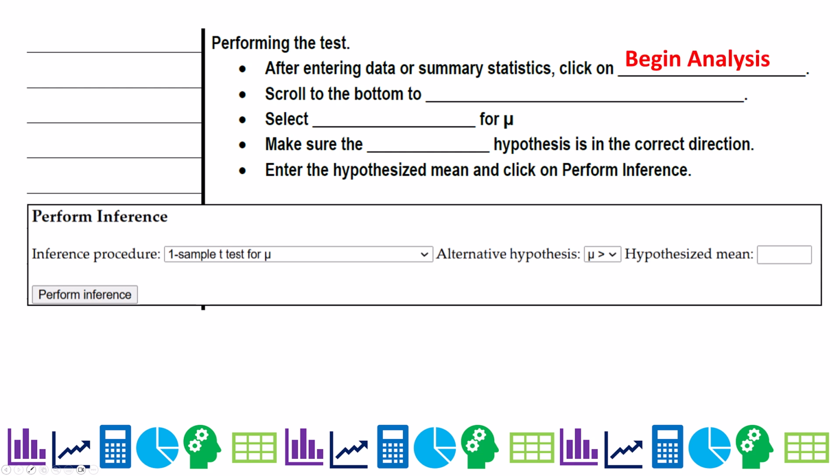So after clicking on Begin Analysis, scroll to the bottom until you see the words Perform Inference, which you can kind of see right there. Select one sample t-test, all right?